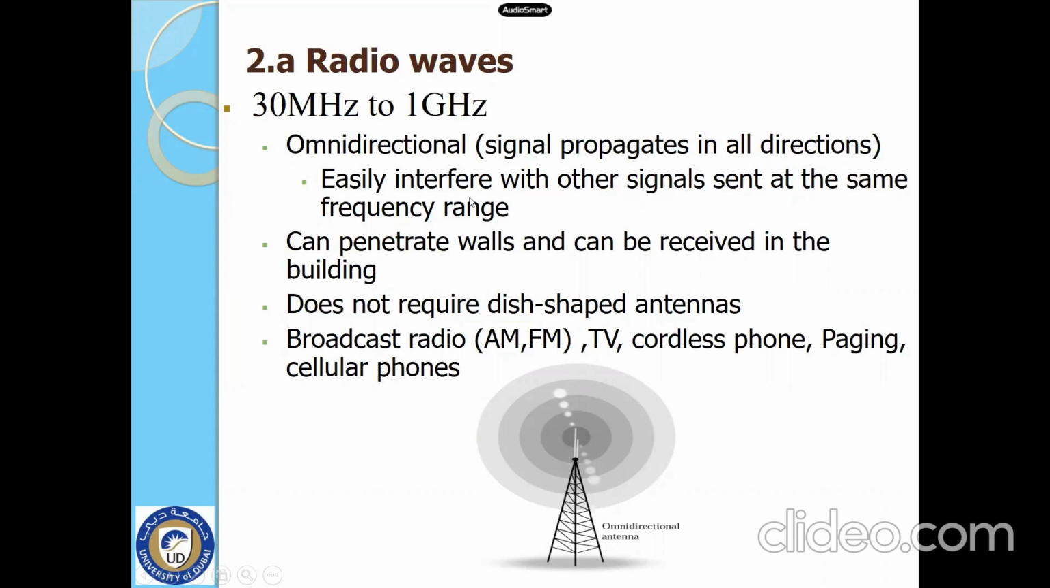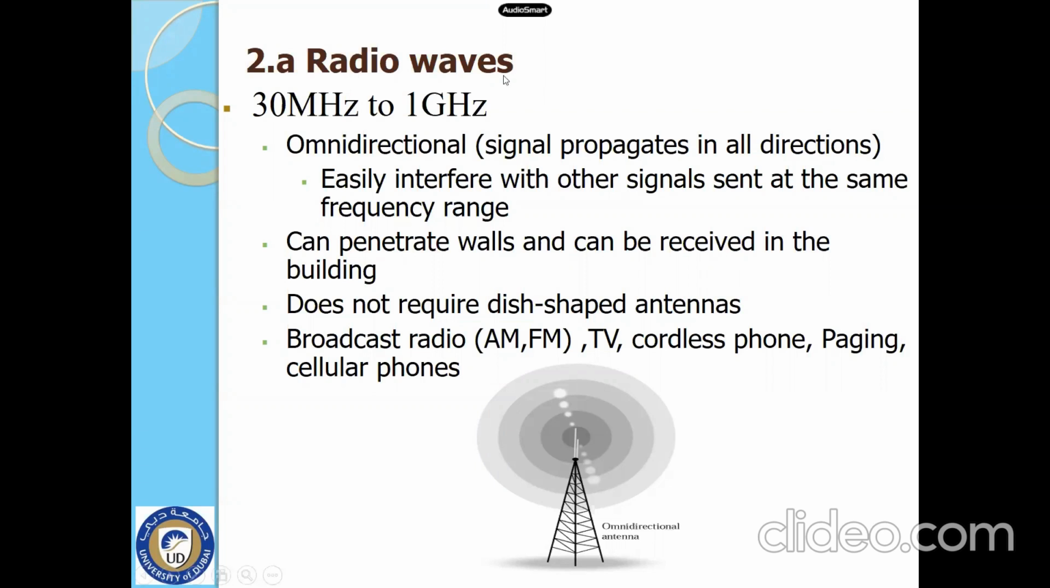Like the radio signals nowadays, let's say you have your radio on in the car and you went somewhere a little bit far away. You will notice some signals start to interfere with each other, so there will be easy interference here. Radio waves can penetrate walls and can be received in the building. That's what you see in the car: it penetrates the car boundaries. It does not require dish-shaped antennas.